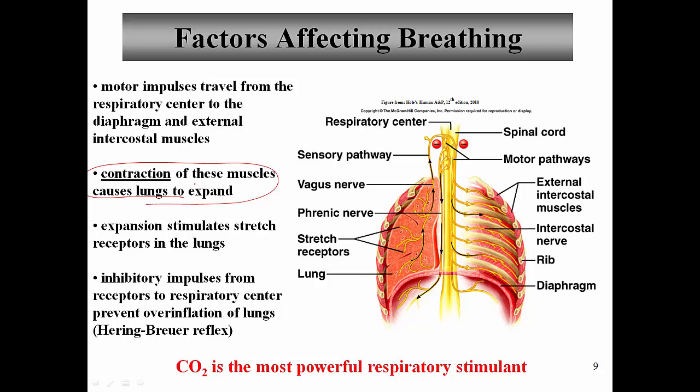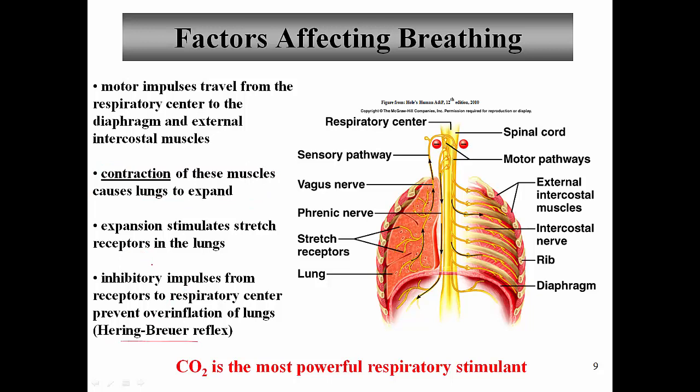But just like a balloon that can stretch too much and eventually burst, if the lungs stretch too much, we can actually have tissue damage occur. So we have to limit the expansion in the lungs, and the way that's done is with an inhibitory impulse that's known as the Hering-Breuer reflex.